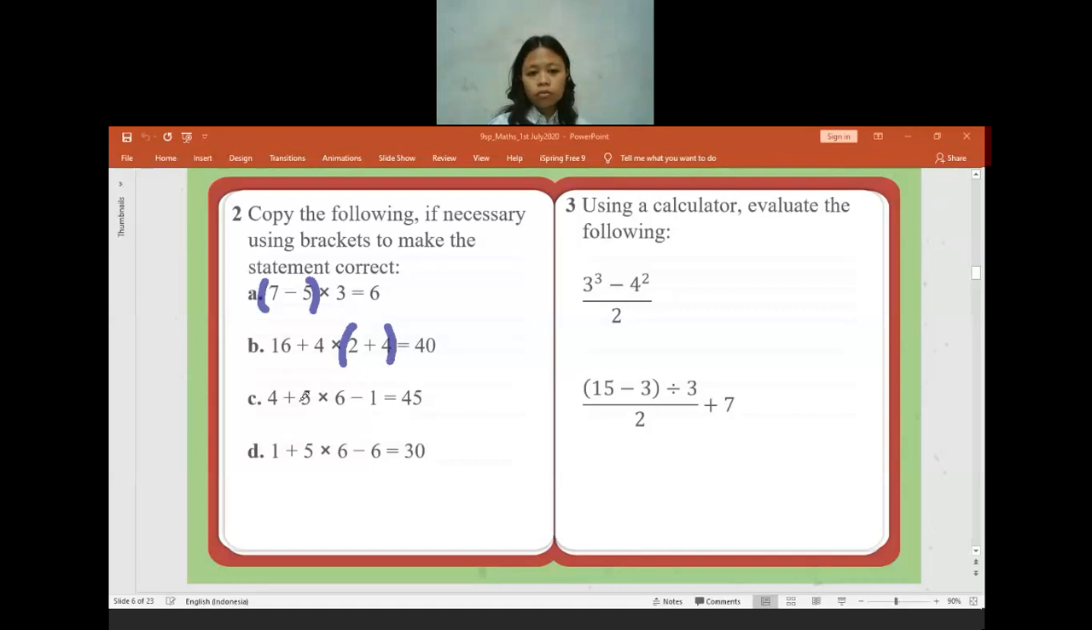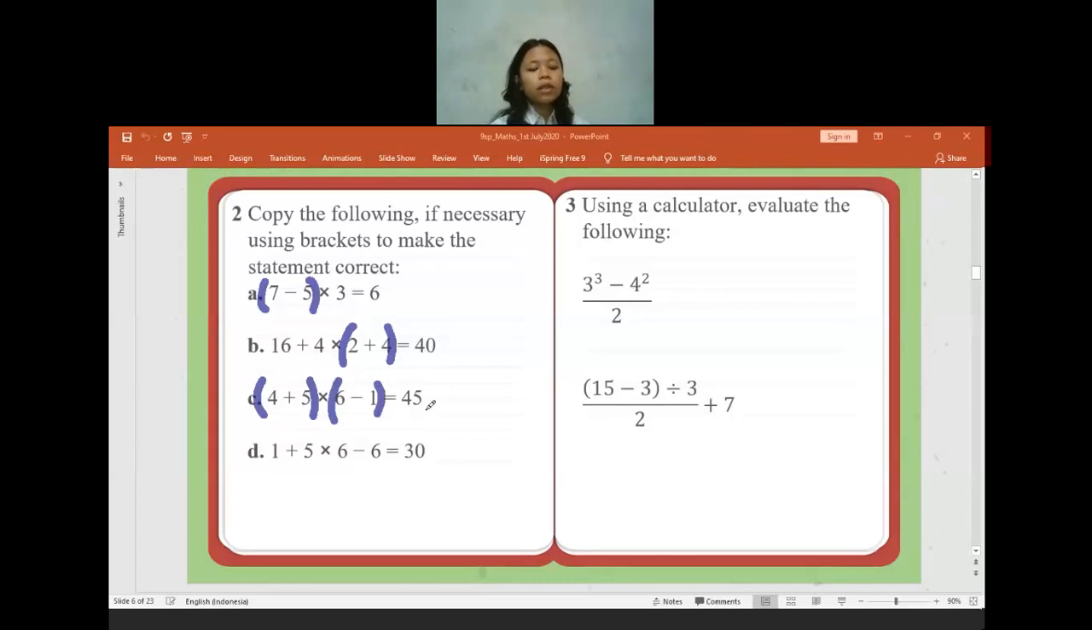Plus 4. Where does the bracket have to be? Sorry? Is my internet gone or something? 4 plus 5 times 6 minus 1. Oh, bracket in 4 plus 5 and 6 minus 1. 4 plus 5 will equal 9. 6 minus 1 will equal 5. So 9 times 5 will equal 45.